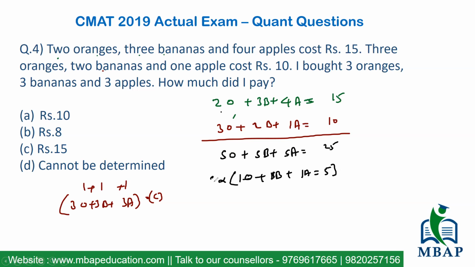The question is about finding 3 times the whole value. So 3 times 5 will make the final answer option number C. Straight away you will mark option number C, 15, as the final answer. I hope all of you have understood well how we solved this question.